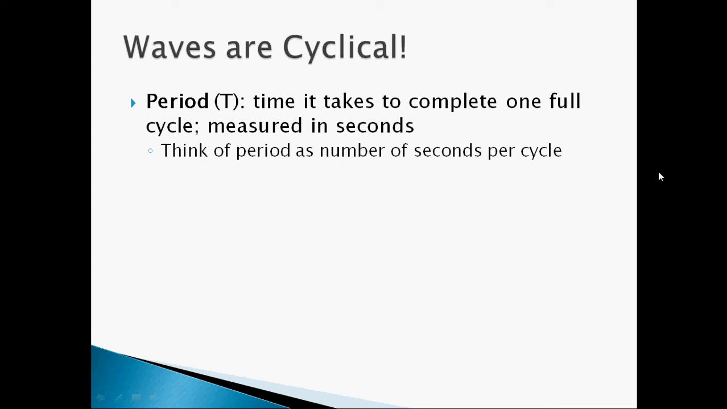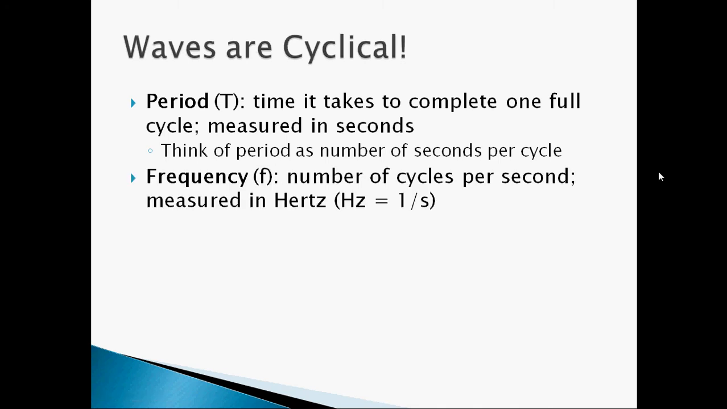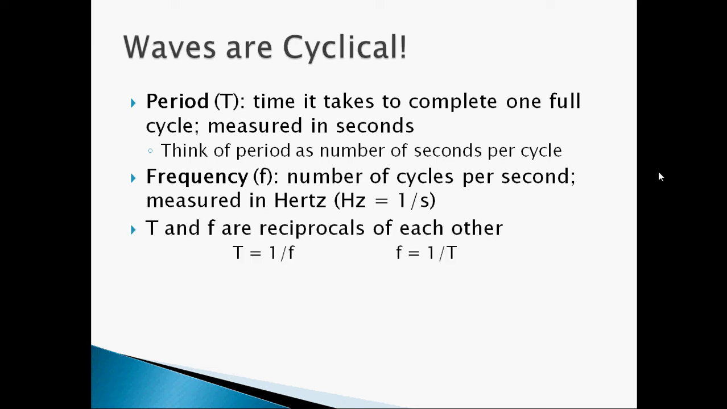Now, another corollary to this is the frequency. Frequency is kind of similar to period, but flipped on its head. With frequency, we're looking at the number of cycles per second. Whereas period was the length of time for one cycle, frequency is the number of cycles we can fit into 1 second of time. We measure frequency in a unit called hertz, which is just a cycle per second. Since these are the flip-flop of each other, they are reciprocals, meaning that the period is 1 over the frequency and vice versa.